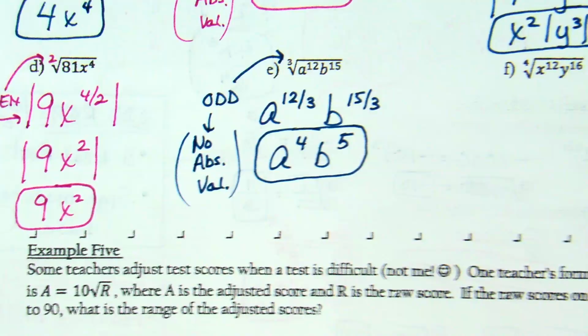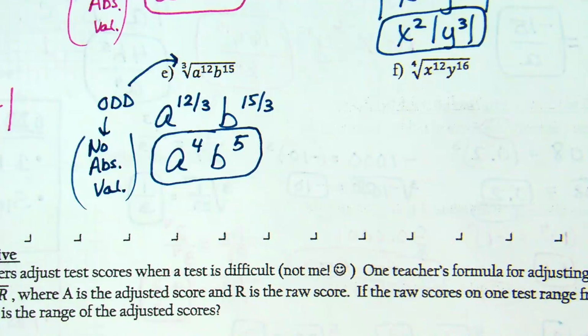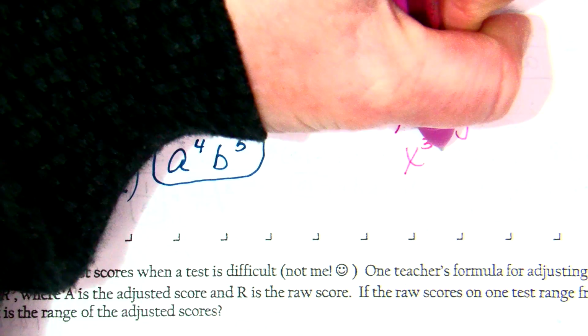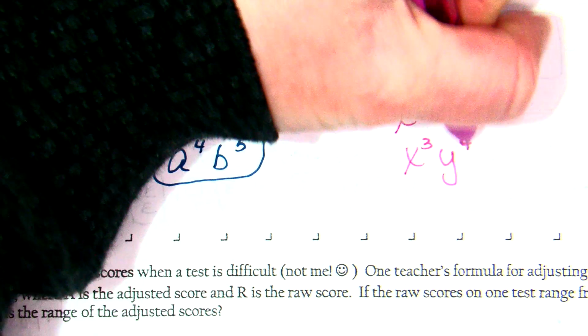And F when you're ready. Fourth root of x to the 12th, y to the 16th. How do I do a fourth root? Divide by 4. So we divide by 4. This becomes x to the 3rd, y to the 4th.